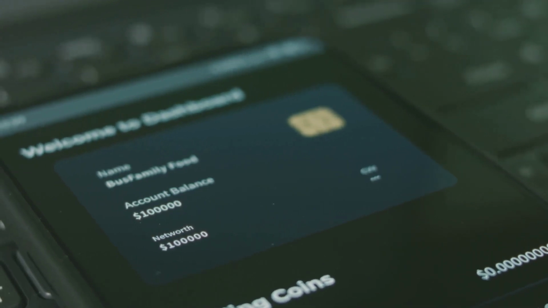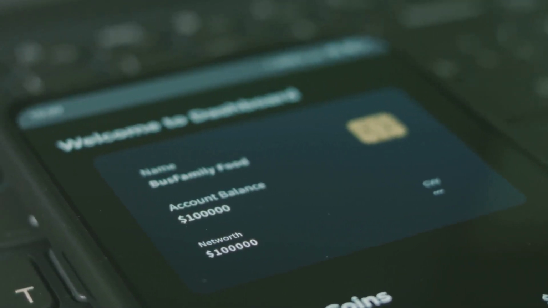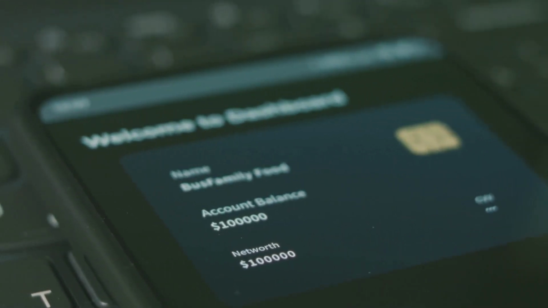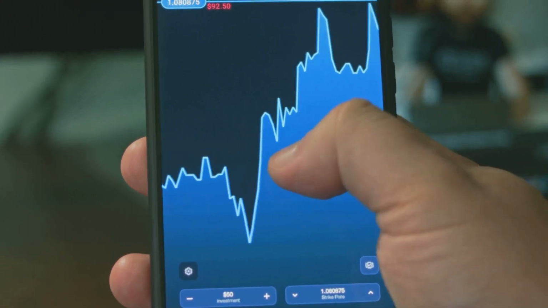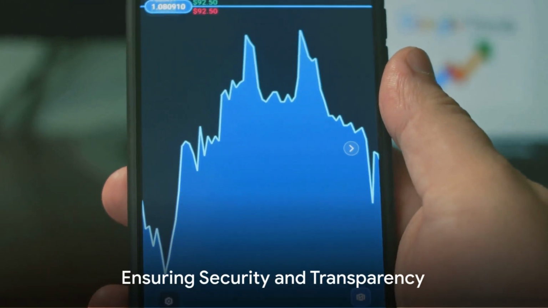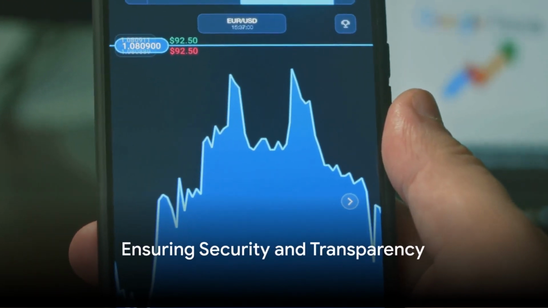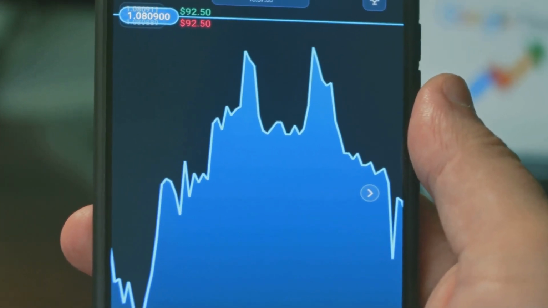So, the next time you make a transaction with Bitcoin or any other cryptocurrency, take a moment to appreciate the complex algorithms working behind the scenes, silently validating each and every transaction. It's thanks to these consensus algorithms that cryptocurrencies can function securely and transparently.